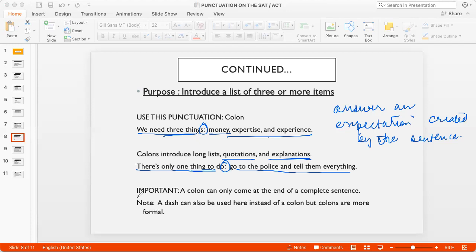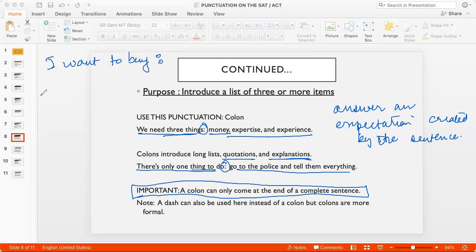Okay, this is really important with regard to a colon. It can only come at the end of a complete sentence, right? There are so many colon questions that you will get right if you remember this rule. What does this mean? Can I say I want to buy: fruits, veggies, and cake? I can't say this. This is wrong because I want to buy is not a complete sentence, right? So if it's not a complete sentence, I can't put this colon here. So this colon needs to go. And you can just say, I want to buy fruits, veggies, and cake.